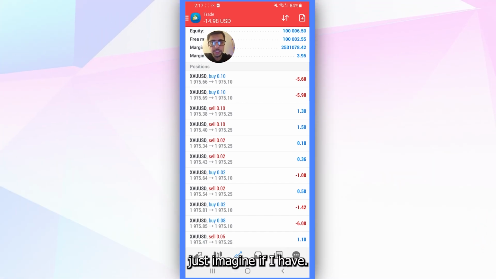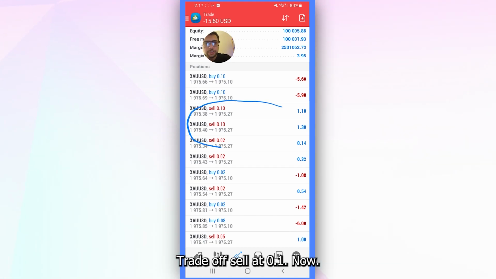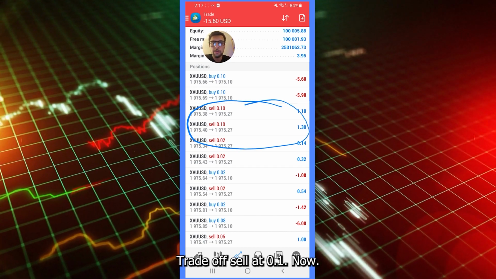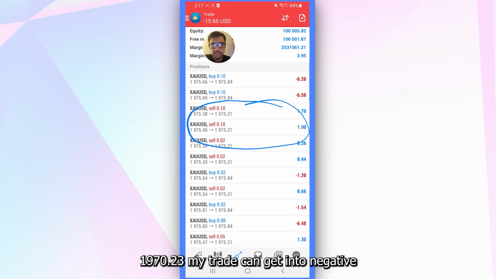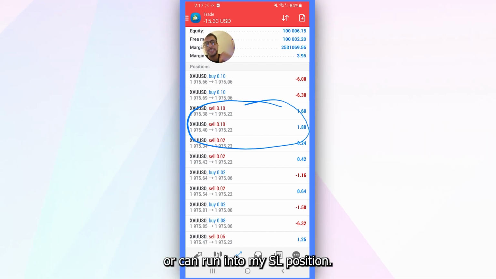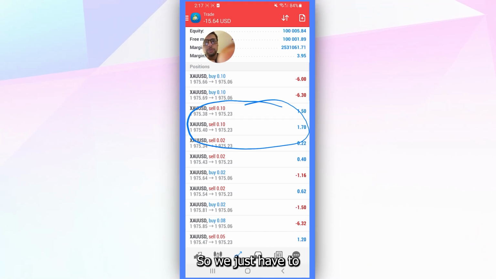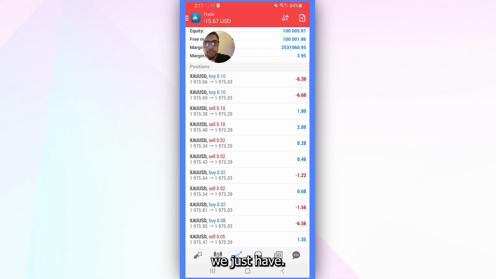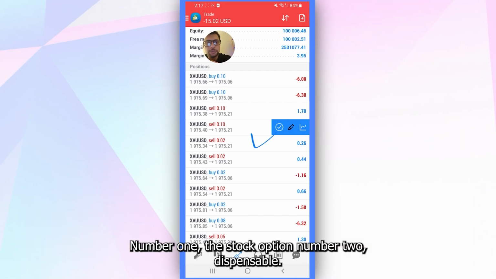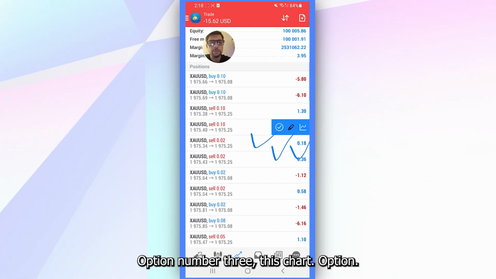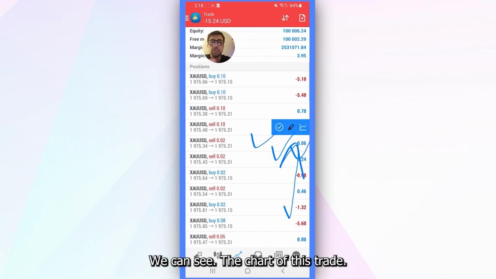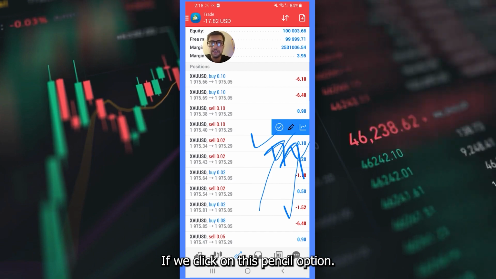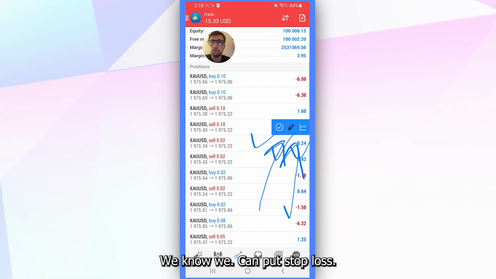So just imagine I have a sell trade at 0.1. Now I think from 1970.23 my trade can get into negative or can run into my SL position. So how to take partial from it? We just have to swipe right. We can see three options. Number 1, this tick option. Number 2, this pencil option. Number 3, this chart option. If we click on this, we can see the chart of this trade. If we click on this pencil option, we can put stop loss or take profit.